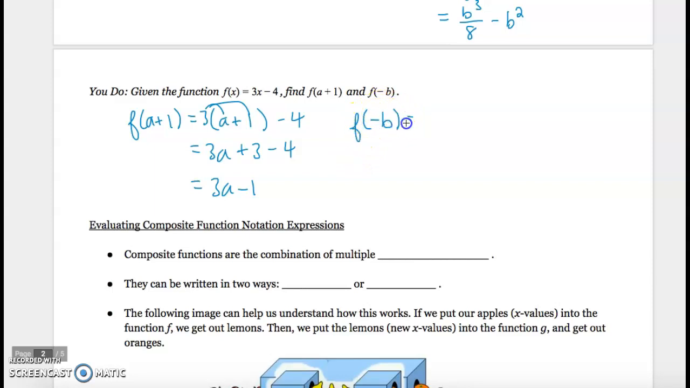Okay, so let's try my next one. f of negative b: 3 times negative b minus 4. 3 times negative b gives me negative 3b minus 4. Are there parentheses? Are there like terms I can combine? No. So I'm all done there.